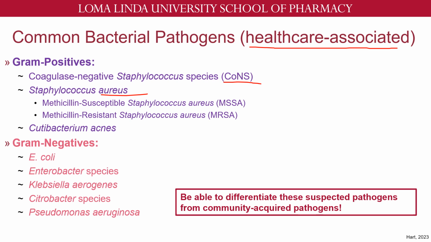And then with our gram-negatives, we will see E. coli, Enterobacter species, Klebsiella aerogenes, Citrobacter species, as well as Pseudomonas aeruginosa. So it's extremely important to be able to differentiate these pathogens from a normal community-acquired bacterial meningitis to a healthcare-associated bacterial meningitis. Because if you know what the pathogen is most likely going to be, then that is going to determine what your empiric therapy is.